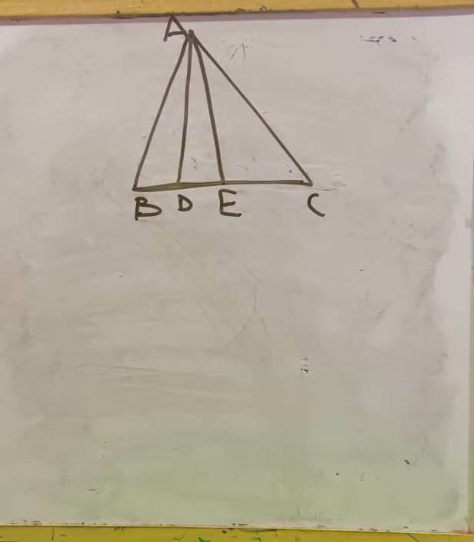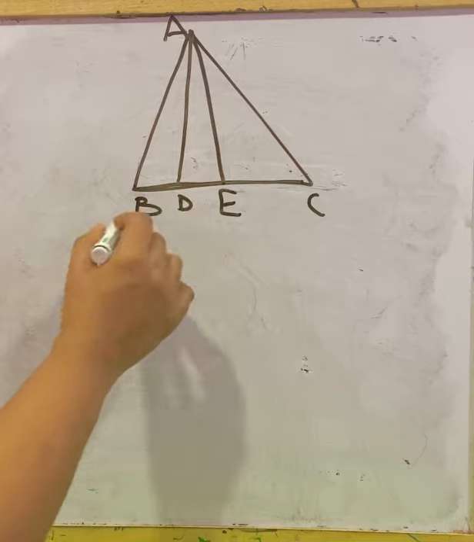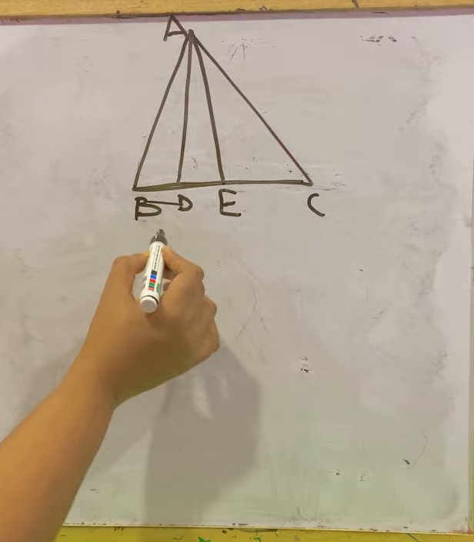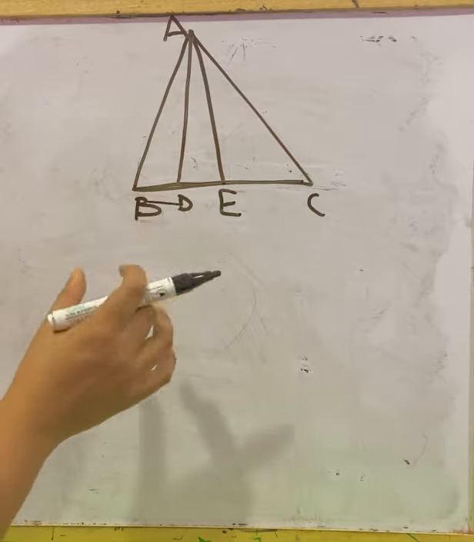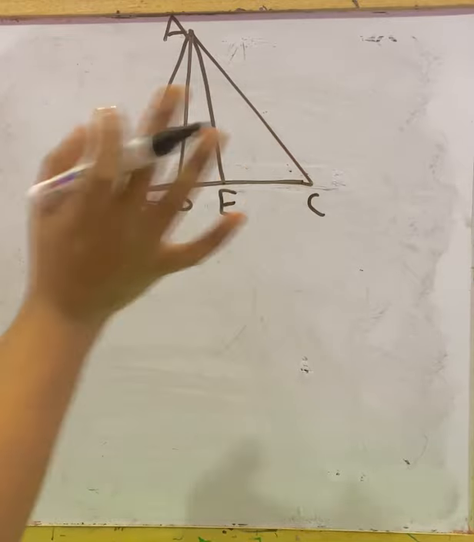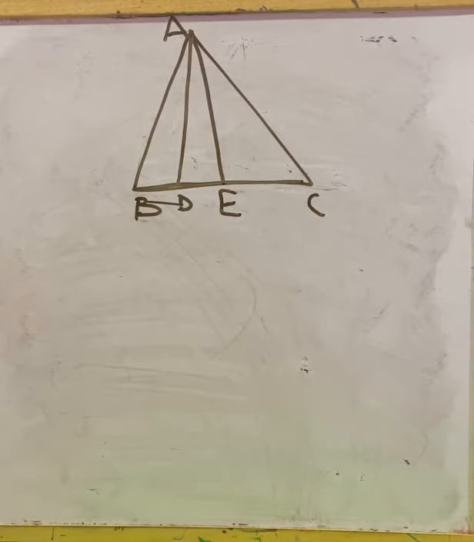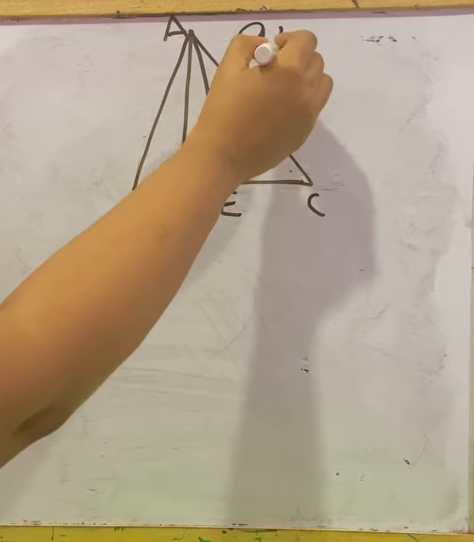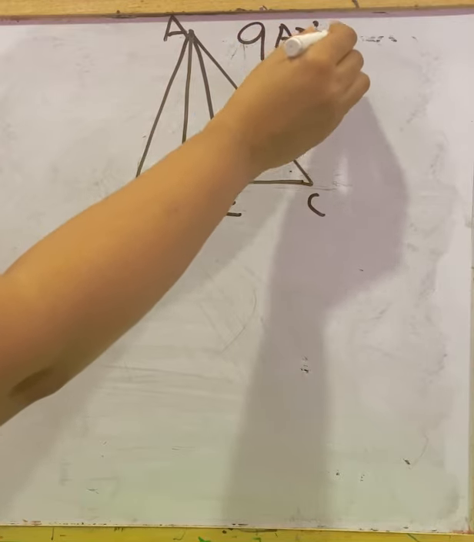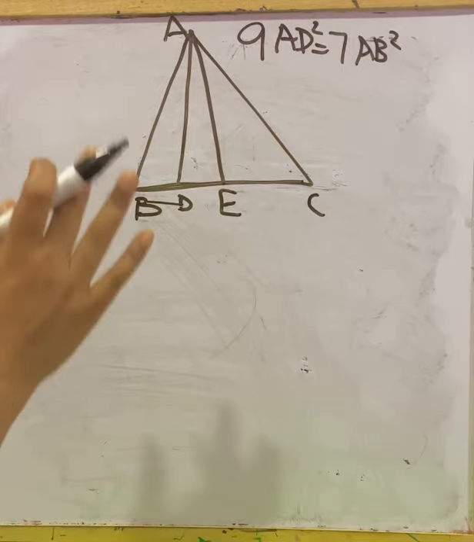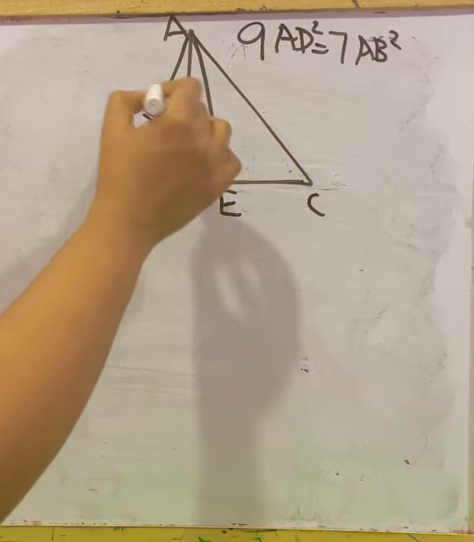Next question. In an equilateral triangle ABC, D is a point on BC such that BD equals 1 by 3 BC. Here BD length is 1 by 3 BC. We have 3 BD lengths on BC. Out of 3, this is one part. Prove that 9AD square is equal to 7AB square. Now, this is an equilateral triangle, so let the sides be A.